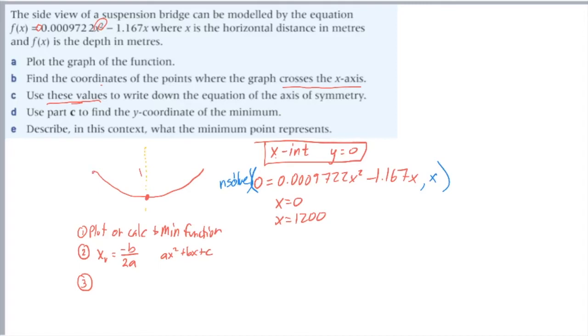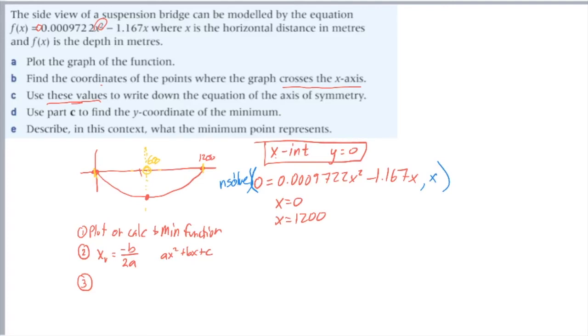So think about this for a minute. If this is my x-axis right here, and it crosses at 0, and then again at 1200, knowing that this line right here, the axis of symmetry, should go right through the middle, can you tell me what x value it should be going through right here? Well, hopefully you guessed 600. And that's exactly right. It needs to be 600, so it's right in between those two. If it was a little bit to the right or left, then it wouldn't be symmetrical anymore. So it's important that this goes right down the middle.